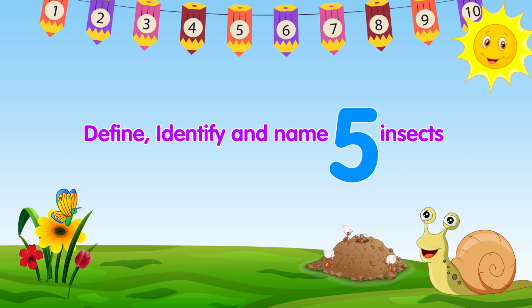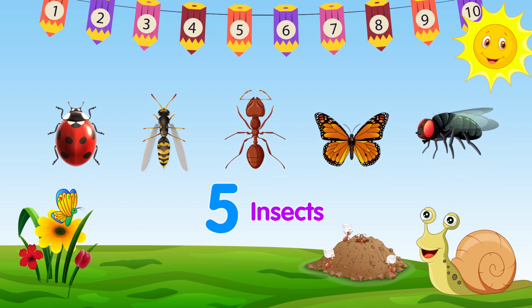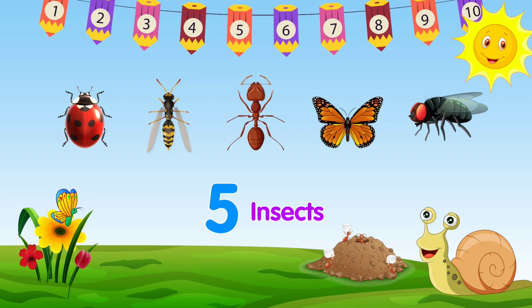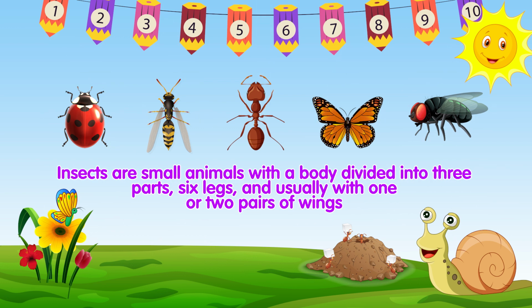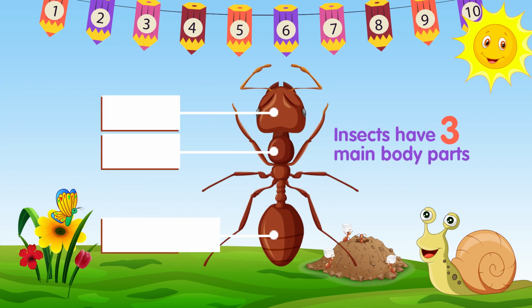Our objective for today is to identify and to name 5 insects. How many insects? 5 insects. Does anyone know what insects are? Well, if you don't, I am going to tell you guys what an insect is. Insects are small animals with a body divided into 3 parts, 6 legs and usually 1 or 2 pairs of wings, okay? And the insect has 3 main body parts, which are the head, the thorax, which is the middle part of the insect, and the abdomen, your tummy.